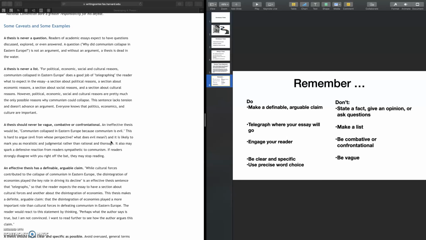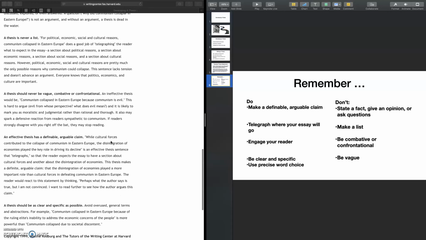And number 5, a thesis should be as clear and specific as possible. Avoid general claims, abstractions, hyperbolic exaggerations, and cliches. Make sure your word choice is precise so that the reader can understand your argument.